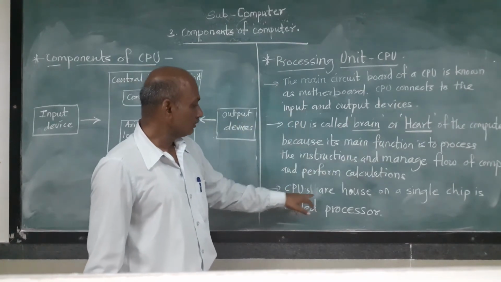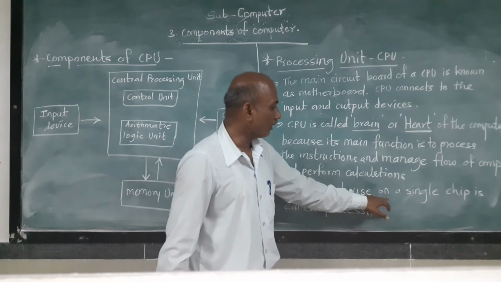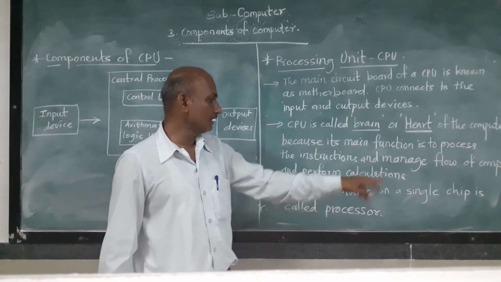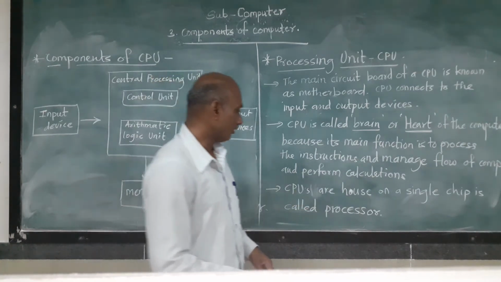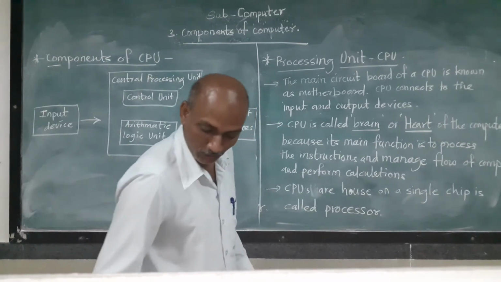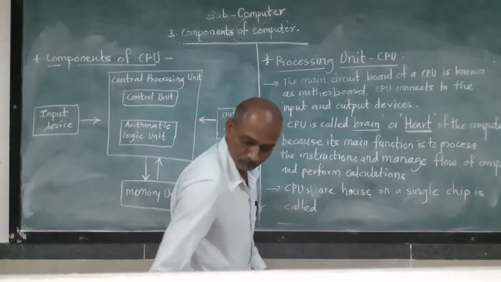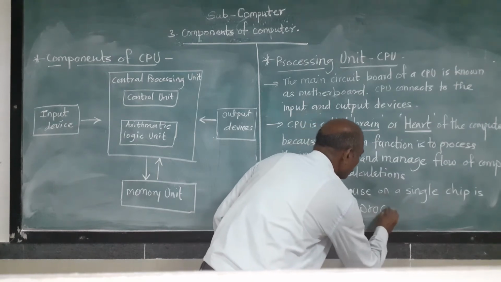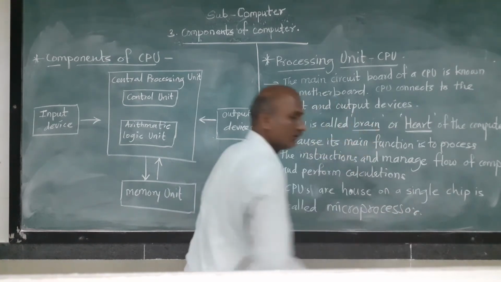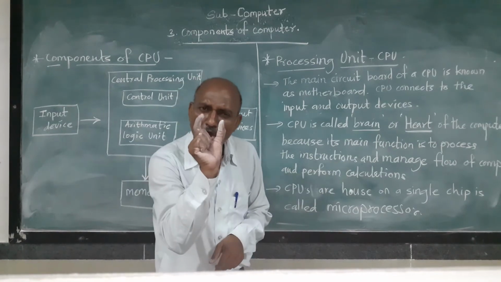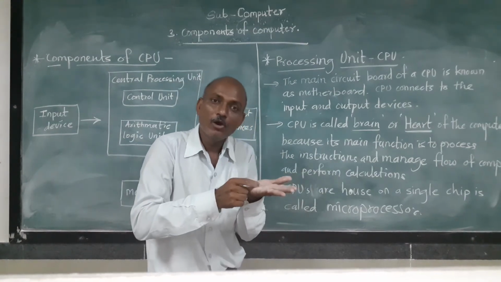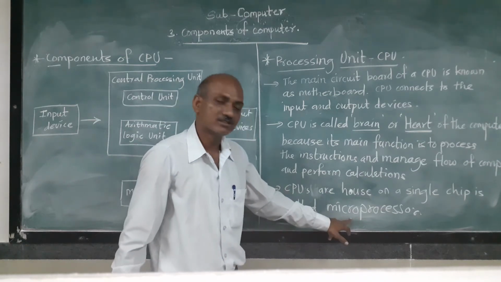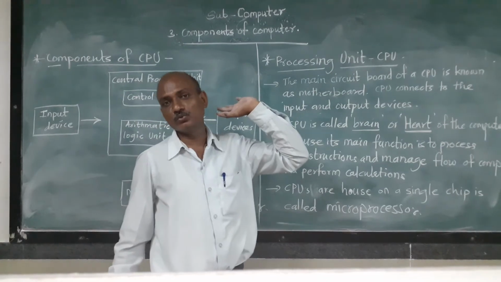Now, CPUs are housed on a single chip, and a CPU housed on a single chip is called a processor, or microprocessor. On the motherboard, a small chip is mounted or placed, and that chip is called a microprocessor, which is nothing but the CPU.